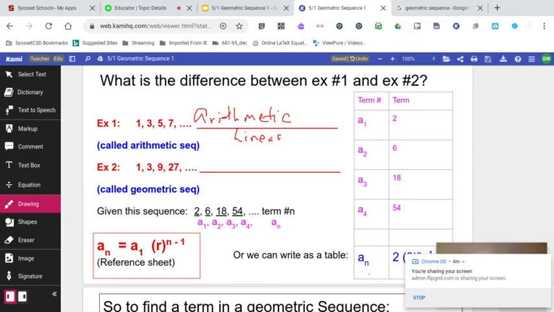When I multiplied, we did not have that constant rate of change. That was called the geometric sequence. And it behaved very much like an exponential function.